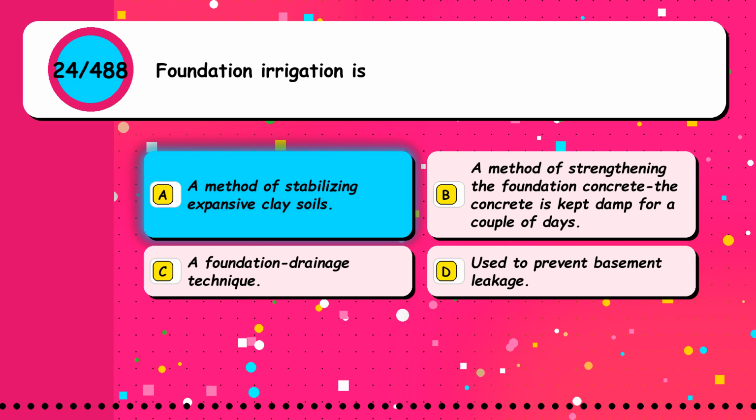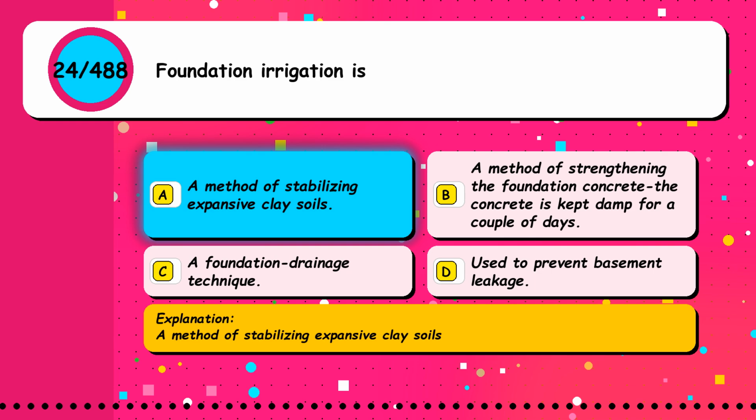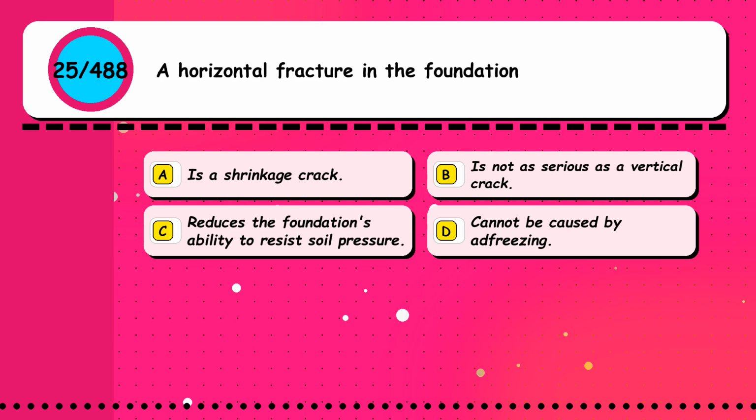The correct answer is option A. A method of stabilizing expansive clay soils. Question 25. A horizontal fracture in the foundation.